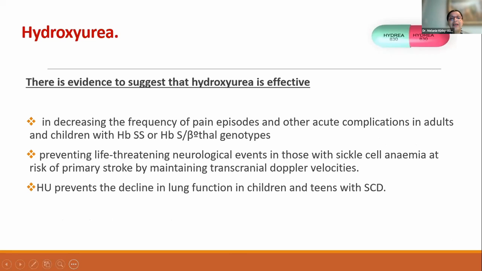We can prevent life-threatening neurologic events in those with sickle cell anemia at risk of primary stroke by screening with transcranial Dopplers. There's also some suggestion, it's not proven, in the pediatric population that early hydroxyurea initiation may prevent the vasculopathy you get in sickle cell disease. And we have shown that hydroxyurea prevents the decline in lung function in our teens with sickle cell disease.